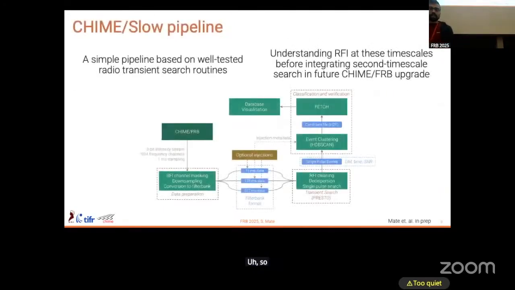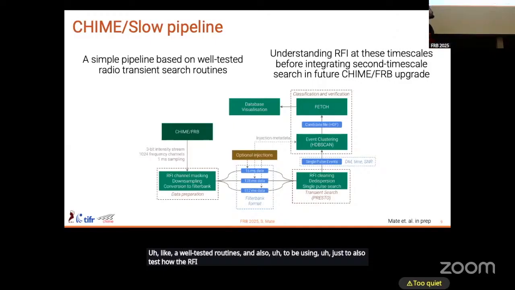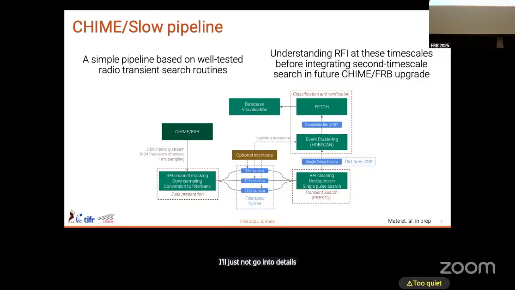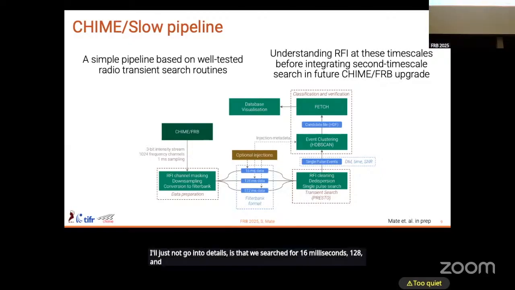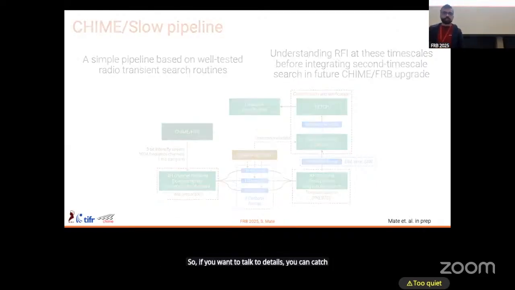The idea was to have the pipeline very simple, based on well-tested routines, and also to test how the RFI environment at these timescales would be. Without going into details, we search 16 millisecond, 128 and 512 millisecond data. We use Presto, SDV scan and fetch to do this search. If you want to talk details, you can catch me in the coffee break.